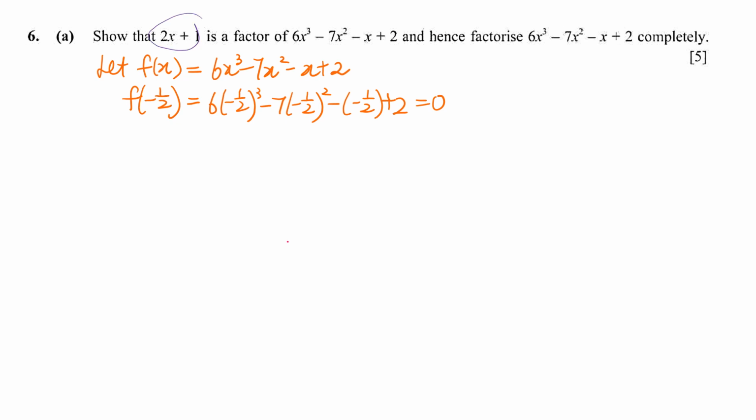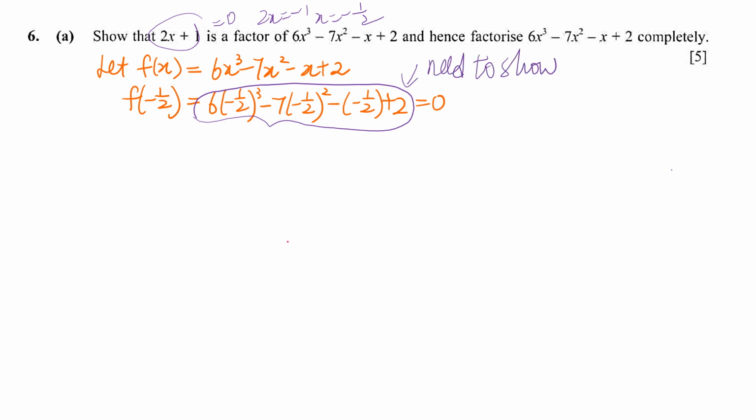Where do I get that? You let 2x plus 1 equal to 0. So from there, 2x is equal to negative 1, x is equal to negative half. Alright, so do not just put f bracket negative half equals 0. You need to show all this working. Okay, so show all this working, and then we conclude, and you do not just stop there. You need to do some explanation.